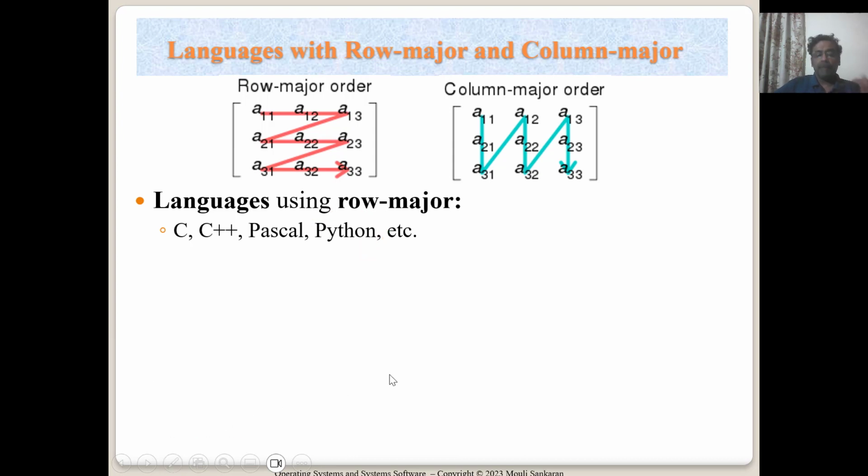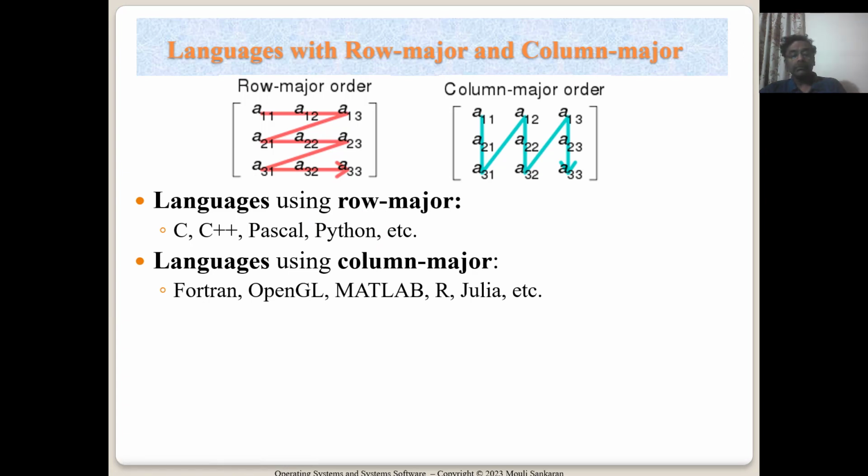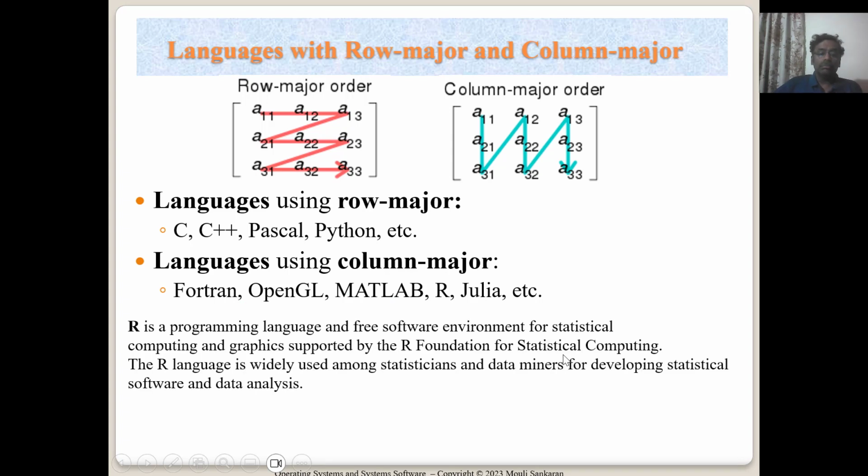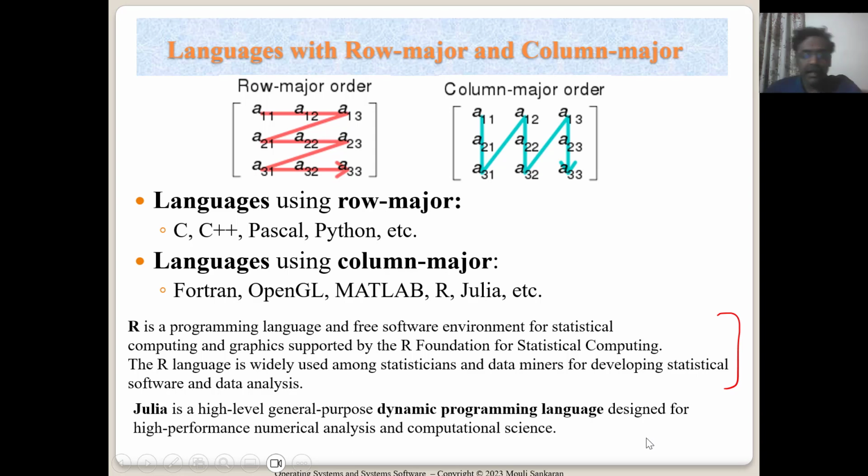elements there in Python. Now, column major: there are some languages which follow the column major way of storing arrays. You can read about the R language, if you are interested to know what it is; it's about statistics and data analysis. And Julia is another language, a dynamic programming language designed for high performance numerical analysis applications.